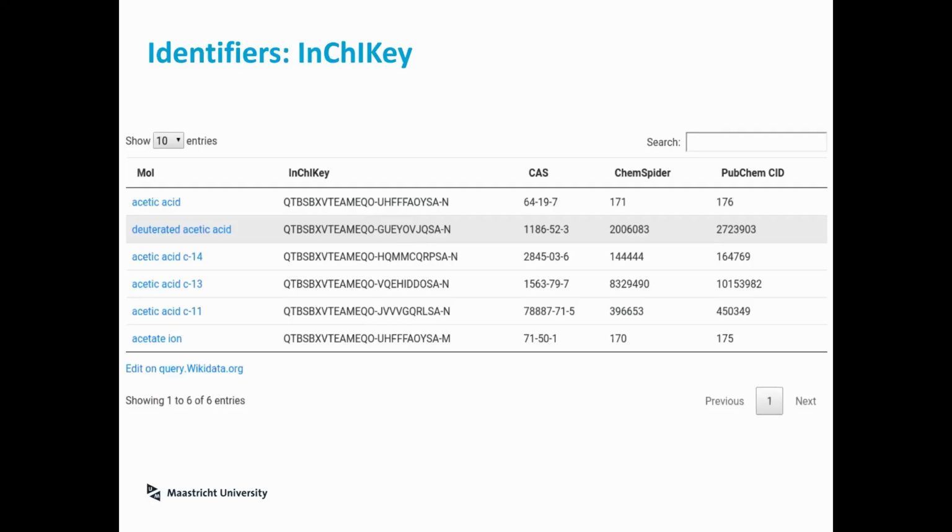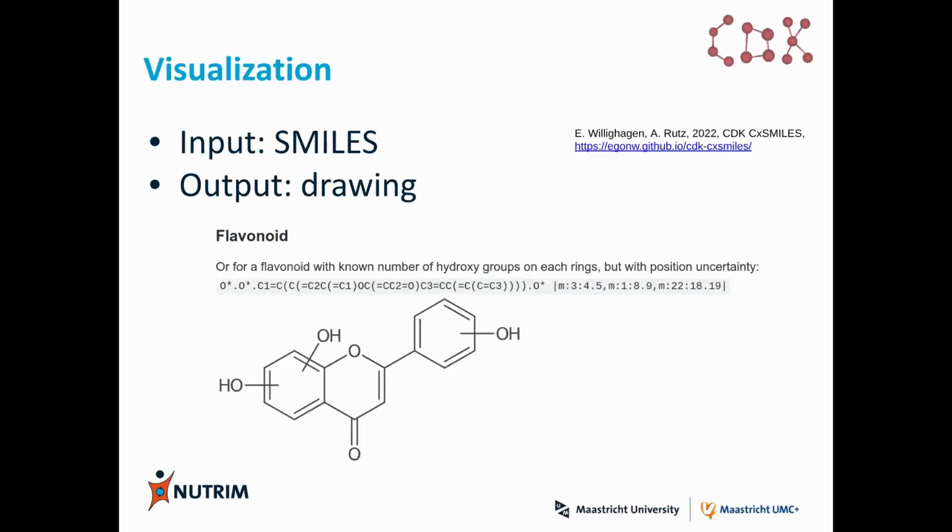This is particularly clear if we look at the Chemical Abstracts registry number, the ChemSpider identifier, and the PubChem identifier, which are all different for all the different variants of acetic acid. We can also be precise in our uncertainty when we have things like this.